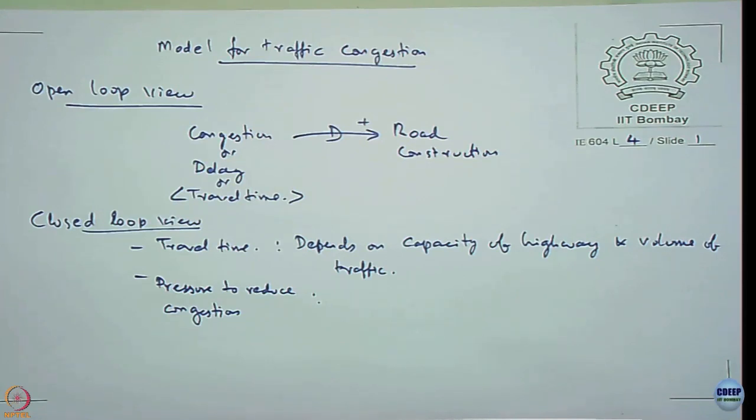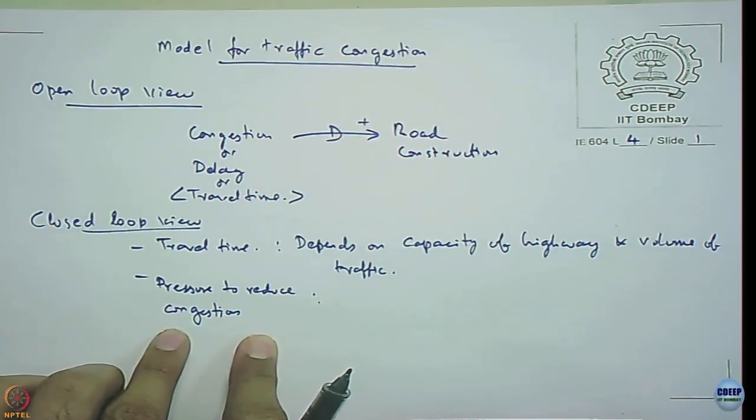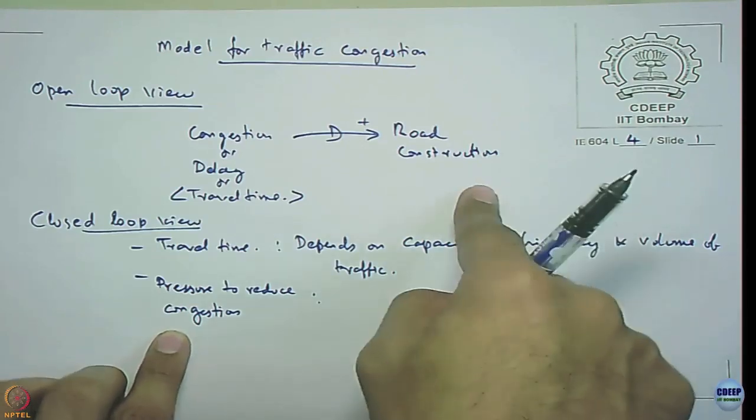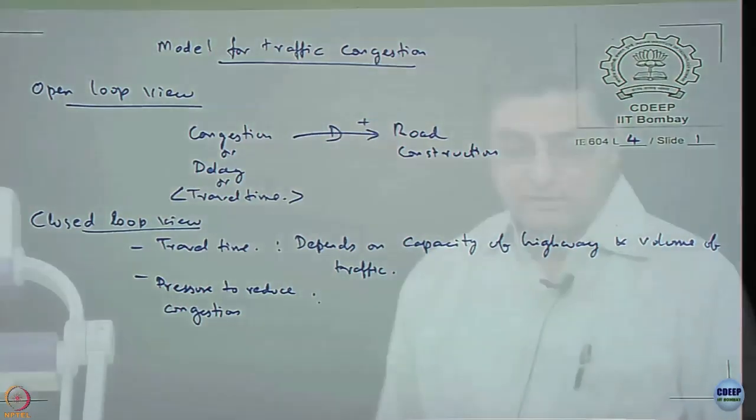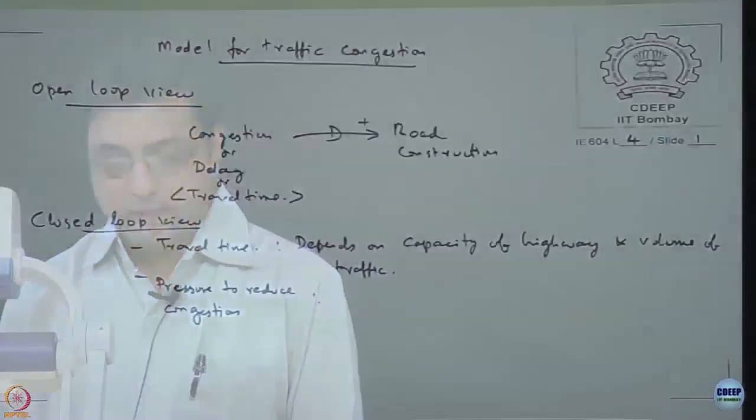So, as there is more pressure to reduce congestion, it will prompt the government to take up road construction activities. Once completed, the road construction will result in increased capacity for the highways. But this pressure to reduce congestion will depend not just on the travel time, it will be a function of both the travel time as well as the desired travel time. If it takes 10 minutes to go somewhere and people are happy with 10 minutes, then there is no real pressure to reduce it, but if you want to do the same thing in 5 minutes, that is when the pressure comes. So, we want to define those goals explicitly.